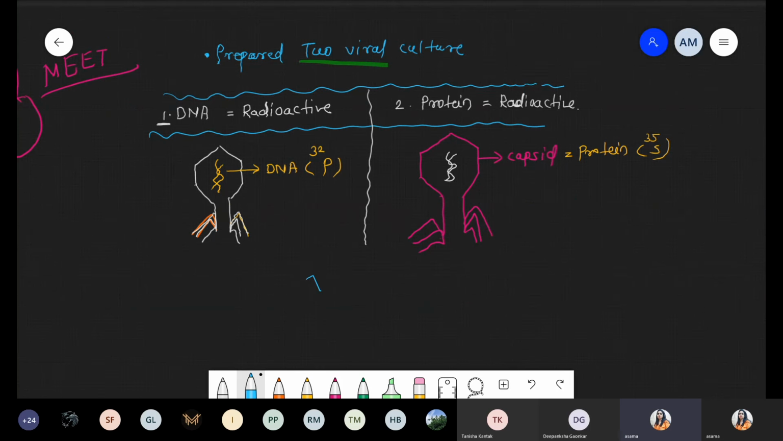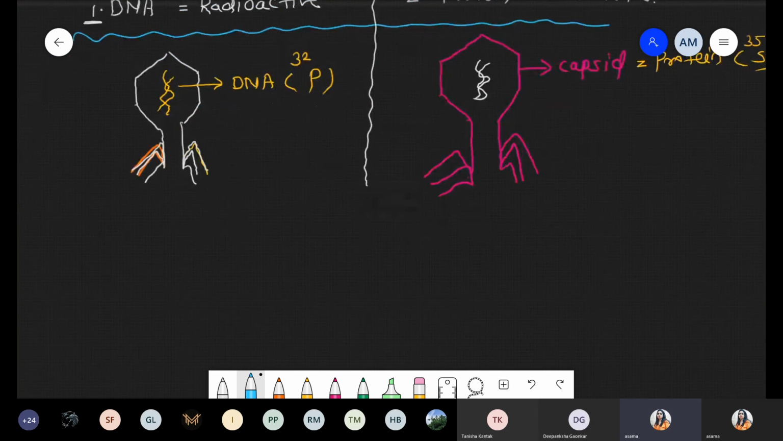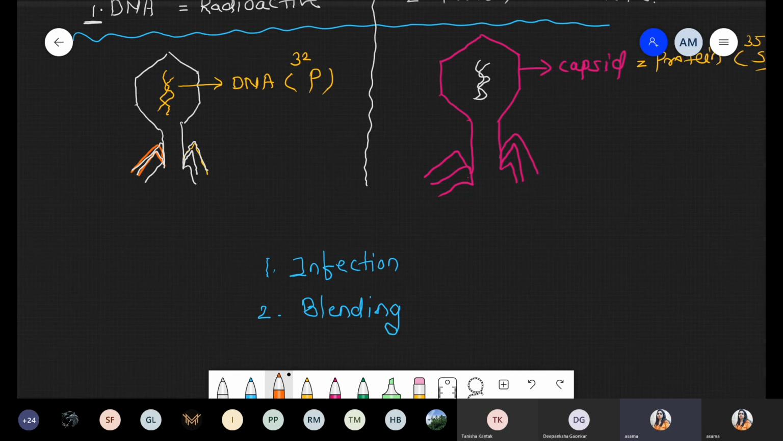First of all, they perform the first step, that is infection. Infection means that the radio labeled bacteriophage infects E. coli bacteria. So the first step is infection of the host. The second step is the blending process. During the infection process, the bacteriophage specifically infects E. coli. So for some time we have to keep it as it is. They allowed it to infect, but after some time the blending process should occur.